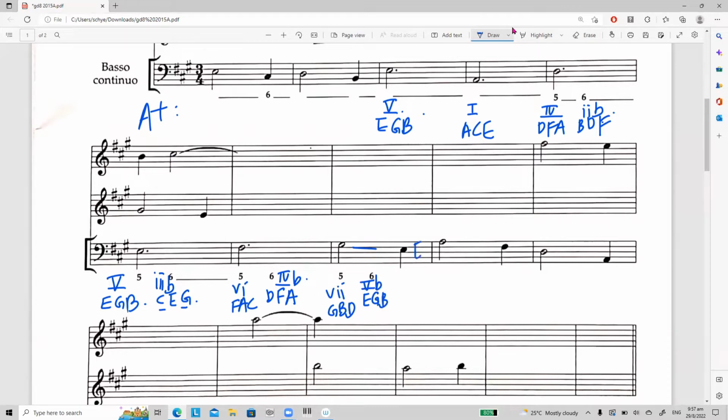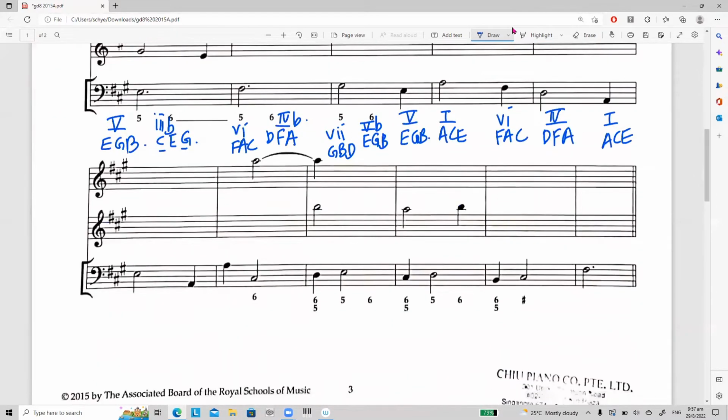Next one, this is an E. So it's root position, E, G, B. Chord 5, root position again. Next one, A, C, E. So root position again, so A, C, E, chord 1. Next one is F, root position, so it's F, A, C, chord 6. D at the bass, so it's D, F, A, chord 4. And this is chord 1, A, C, E.